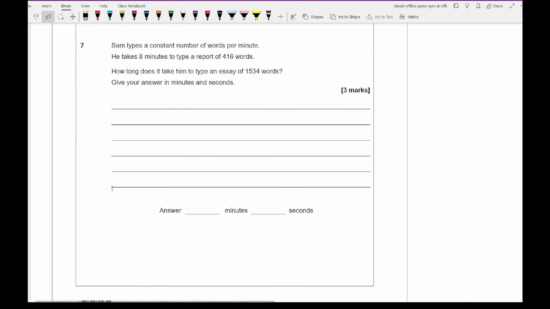Moving on to question 7, it says Sam types a constant number of words per minute. It takes 8 minutes to type a report of 416 words.